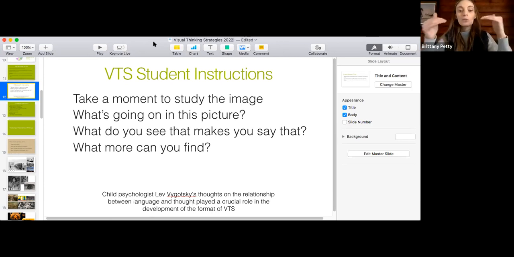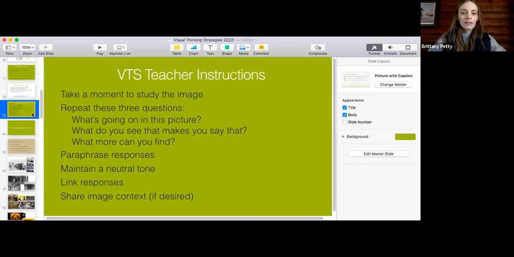So these are specific questions. You don't want to exchange them. Make sure that the meaning is kept. It's a specific script. So that's what the students will get. The moderator's role. So the first half of this is the same, but a really good VTS facilitator, and like I said, it takes practice, but you would paraphrase responses.